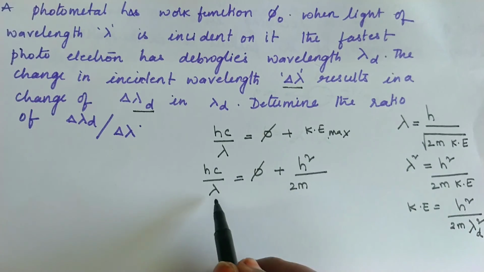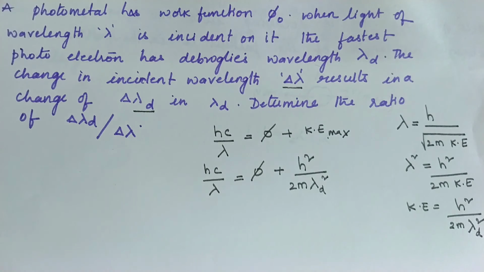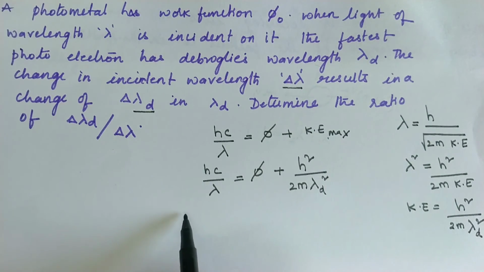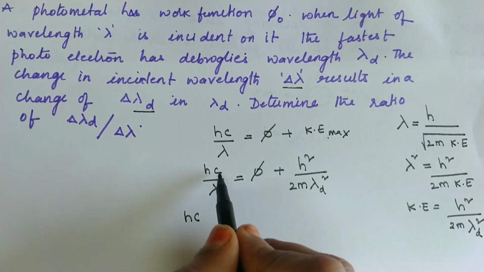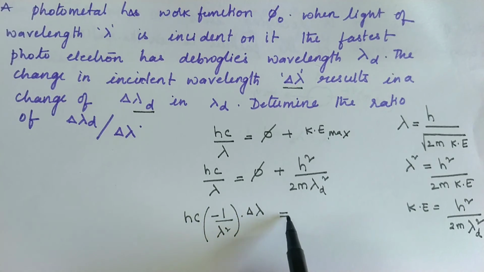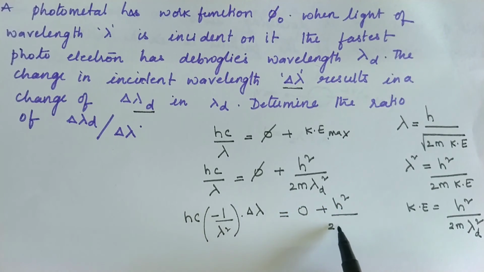Because the incident wavelength we took as lambda, and this is lambda d square. Now since there is a change in this, I will differentiate this relation. hc into the differential of 1 by lambda is minus 1 by lambda square into delta lambda. The work function is a constant, plus h square by 2m I'll write outside.